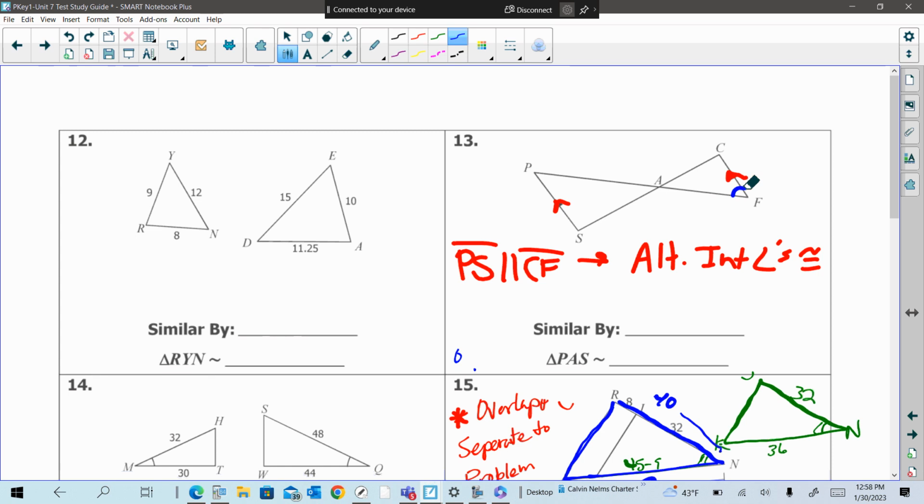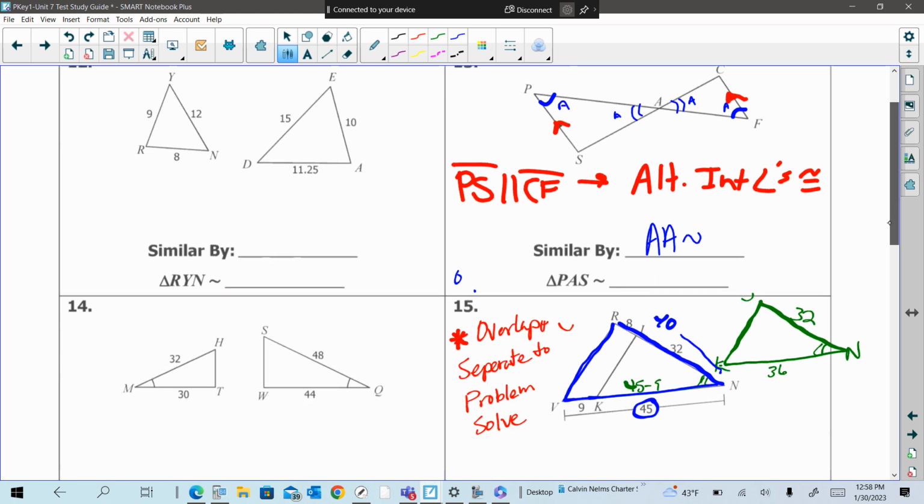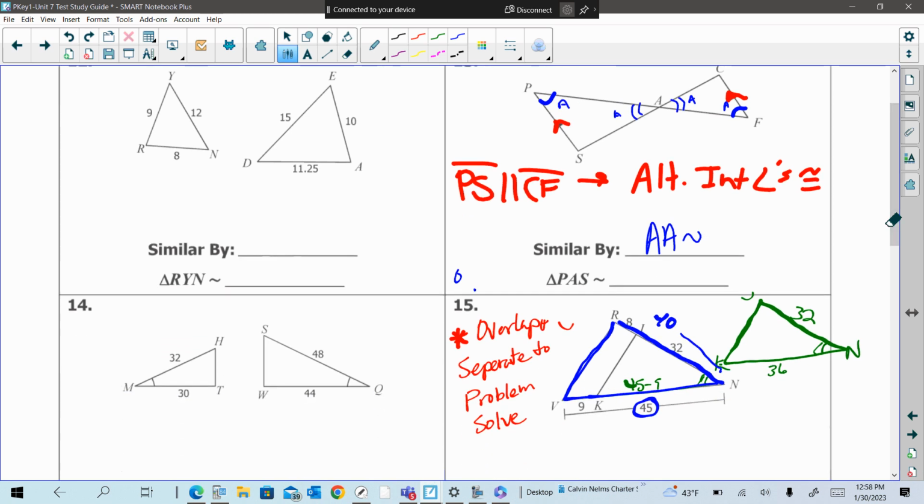I'm going to put an arc here at F. And P are alternate interior. So that's one angle I have. Okay, and yes, I have the vertical angle. So I'm going to put a double arc here. So there's the other angle I have. I'm looking for 2. I found my 2. So this is similar by angle similarity. So now all I need to do is pay attention to the order of my letters. If I go from P to A to S, that is going to be similar to triangle FAC.